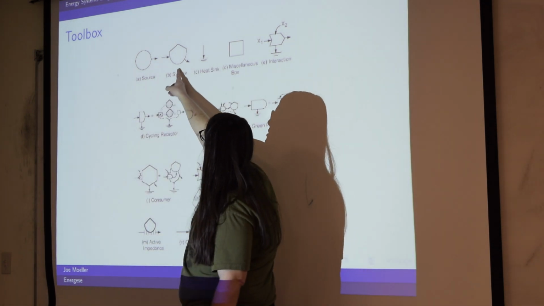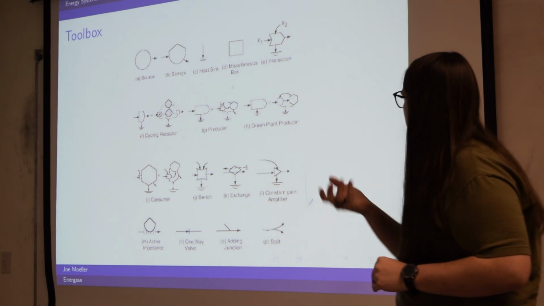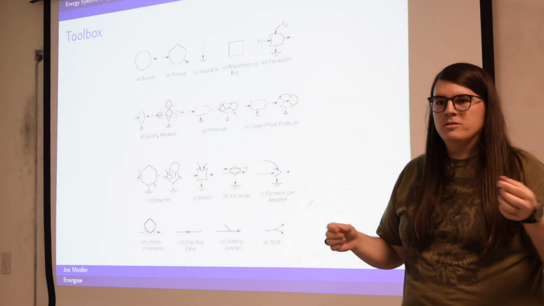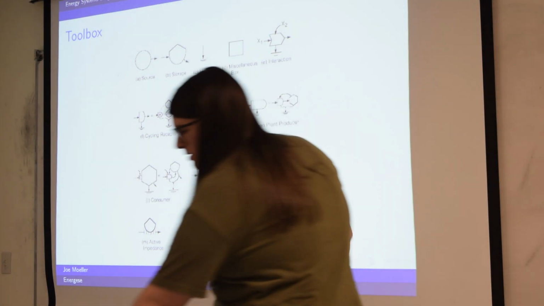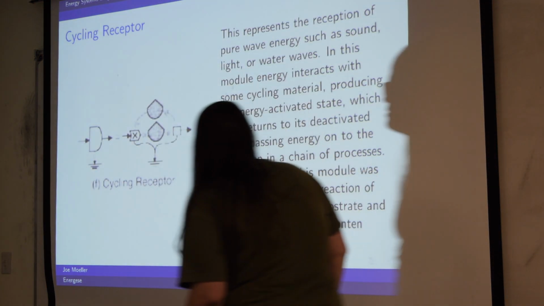This one's called storage. It has a little roof on top of a circular part. And the idea is that stuff can go in and stuff can go out, but you're supposed to think of it as a place where stuff stays. That's pretty self-explanatory.